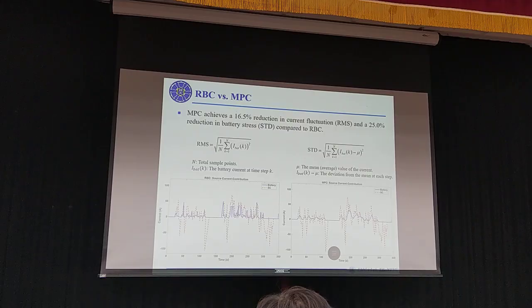The numerical results confirm the superiority of MPC as shown in the table. The RMS current of the battery is reduced by 16.3% and the standard deviation is reduced by 25%. This reduction means less heat and lower electrical stress on the battery. By optimizing the power split, the MPC successfully extended the battery lifespan while maintaining system performance.